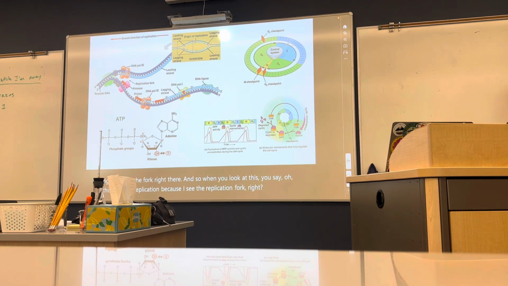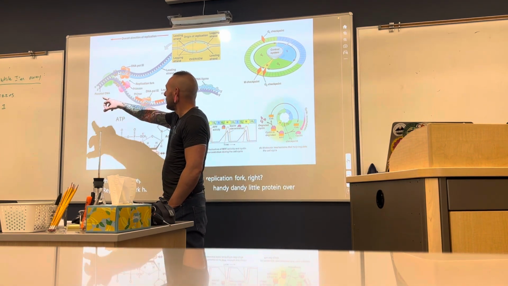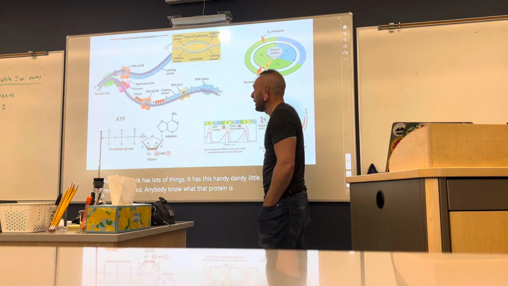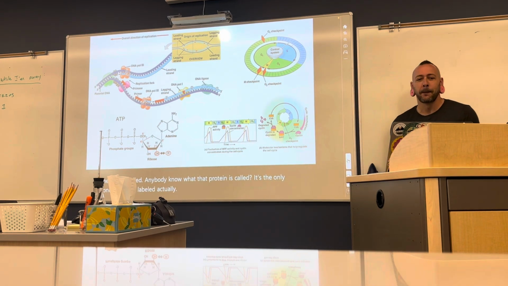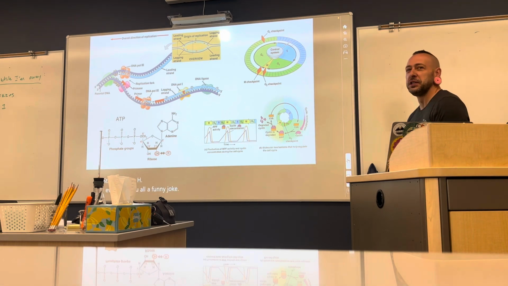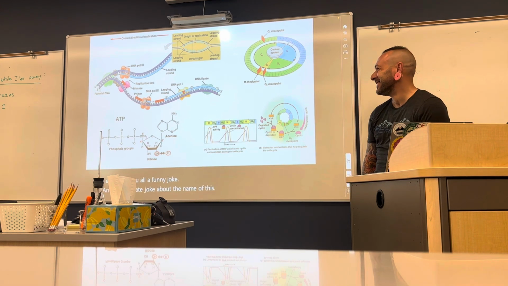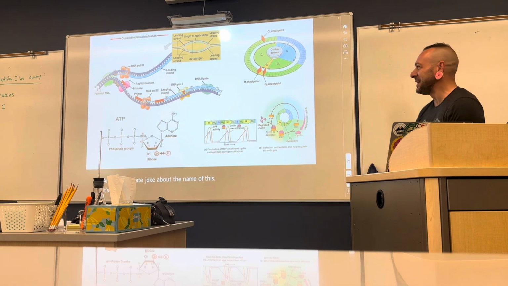Replication fork has lots of things. It has this handy-dandy little protein over here, anybody know what that protein's called? It's the only one that's not labeled, actually. What is the protein that opens up or unwinds the DNA and allows replication to happen in the first place? Starts with an H. It's called helicase, DNA helicase.